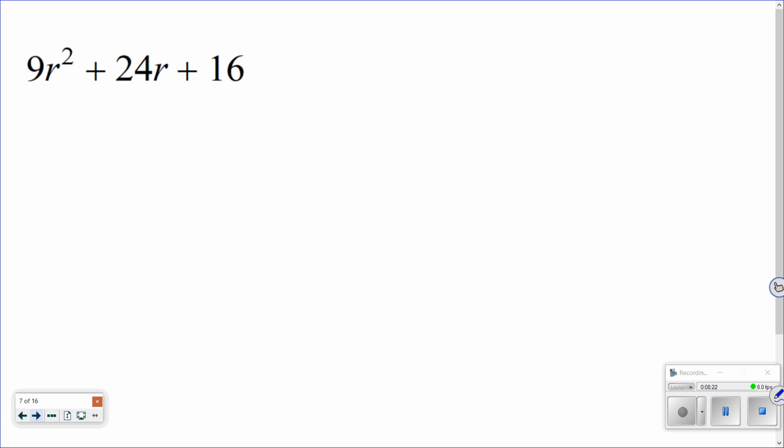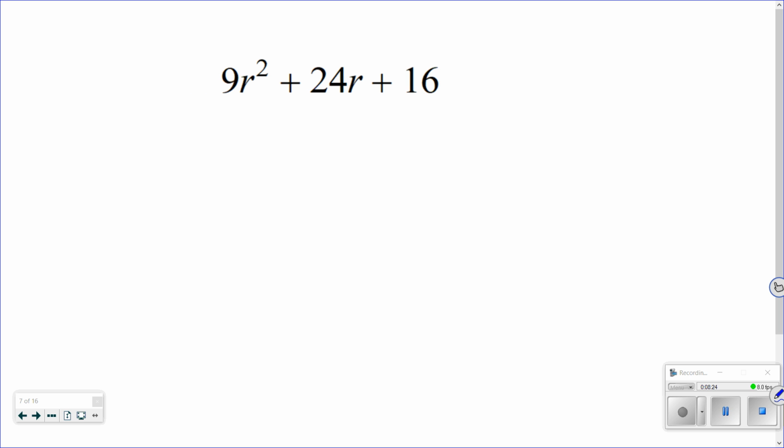I want you guys to try this one right here. So pause the video. See if it's a perfect square or not. If it is a perfect square, then I want you to factor it.